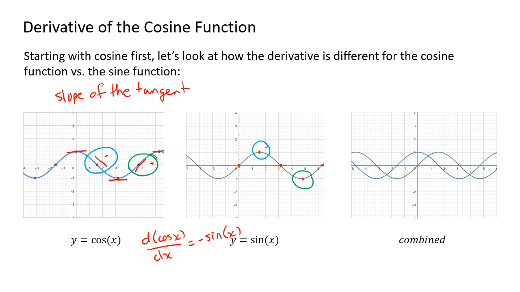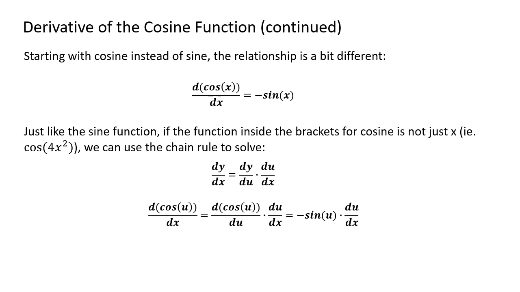Okay? So slightly different, just adding that negative sign to it. Okay. So like I said, and this is consistent with how we looked at the sine function, this first equation, the derivative of cosine of x is simply the negative sine of x. That works when the function in the brackets is simply x.